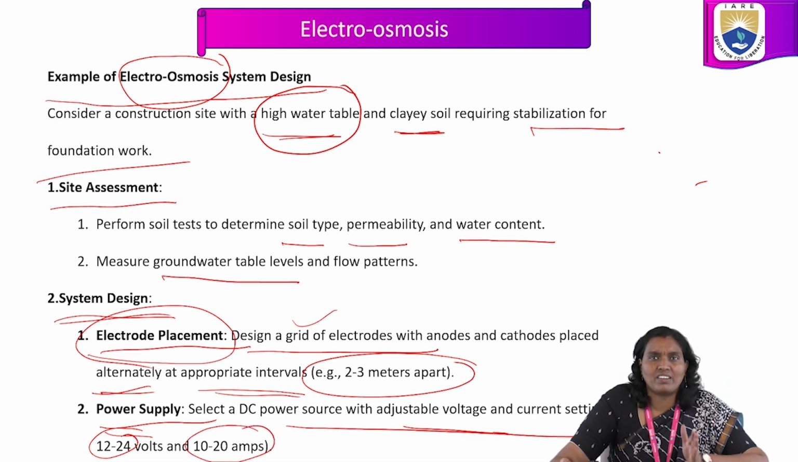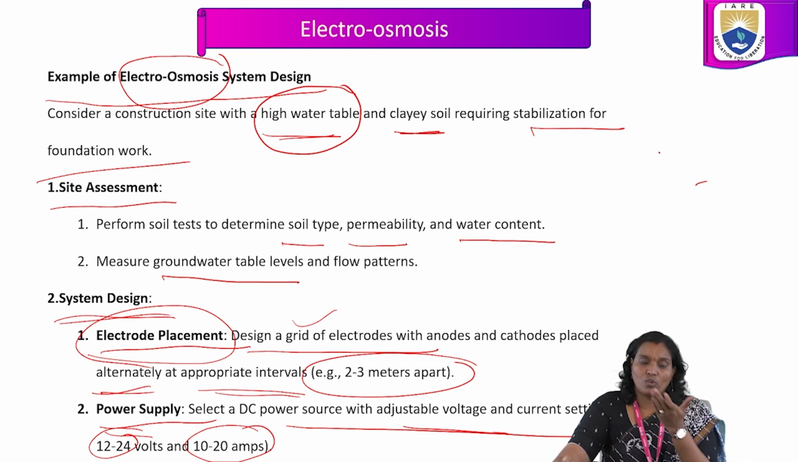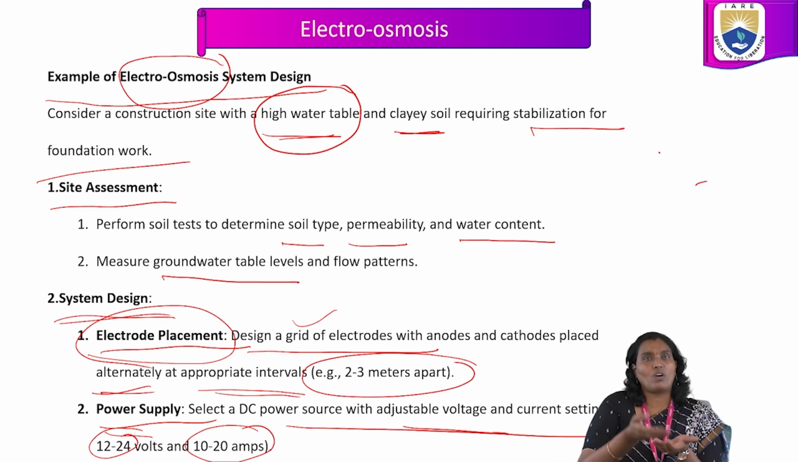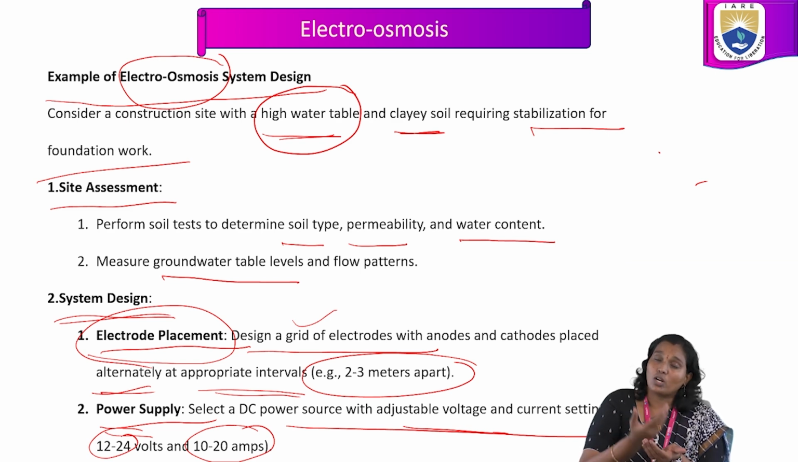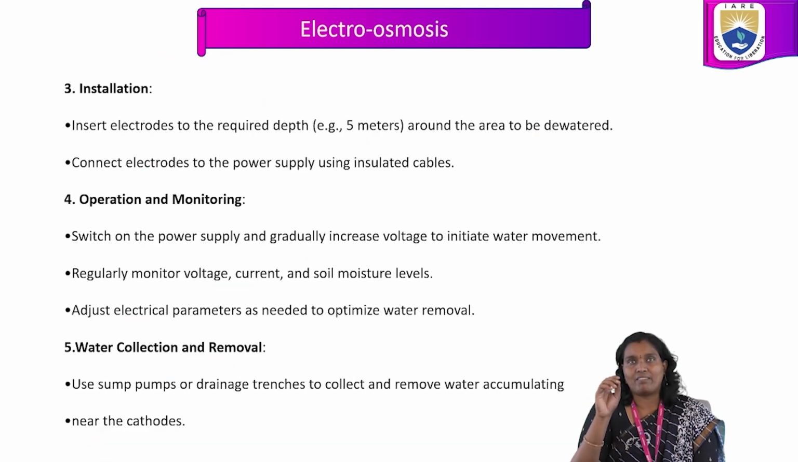So, this power supply setup and electrode placement come under the system design. In electro osmosis system design, the first one is site assessment. It covers how much groundwater is available, what the levels and patterns are, and also the soil conditions we are going to understand. The next step is system design, based on where we are going to place the electrodes and power supply.